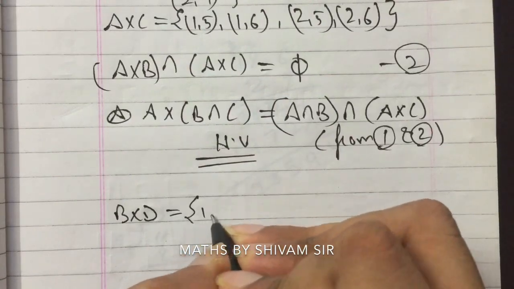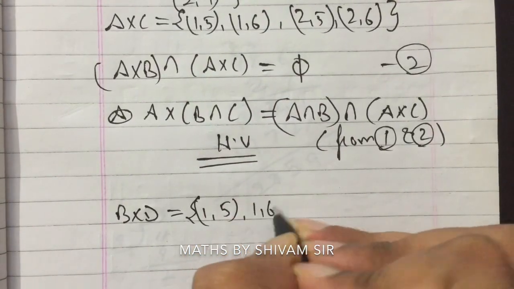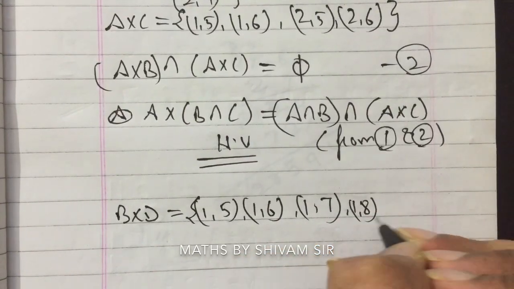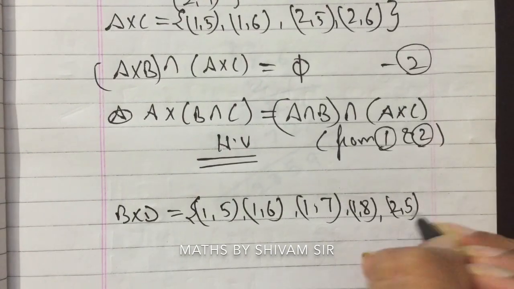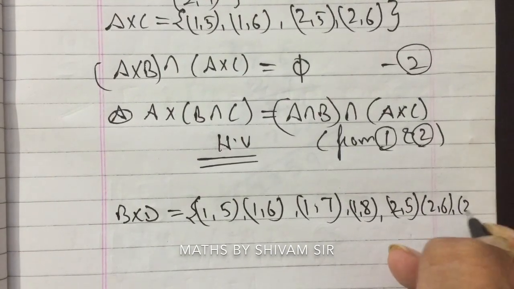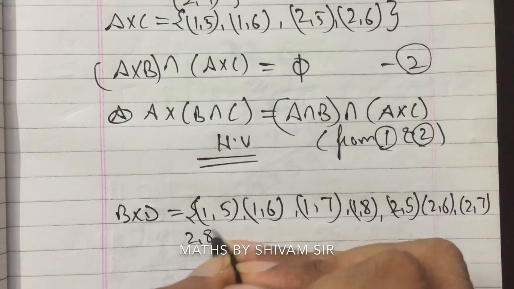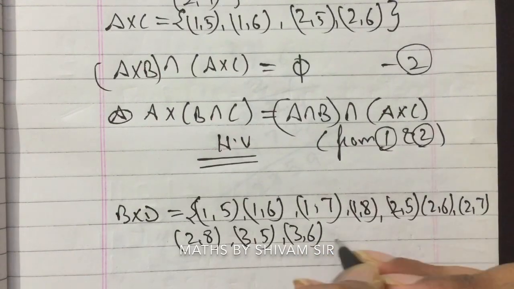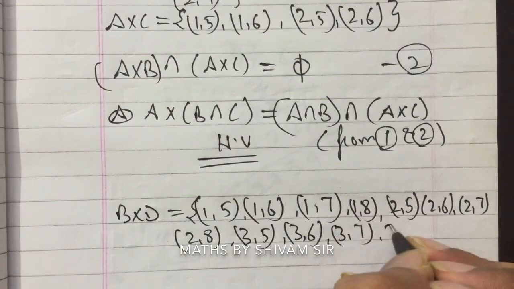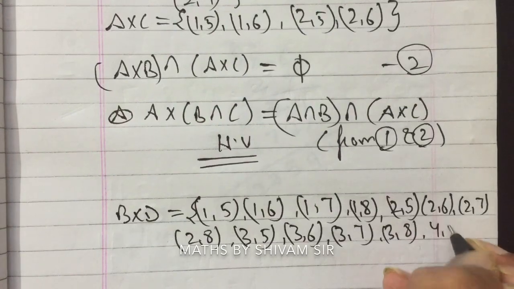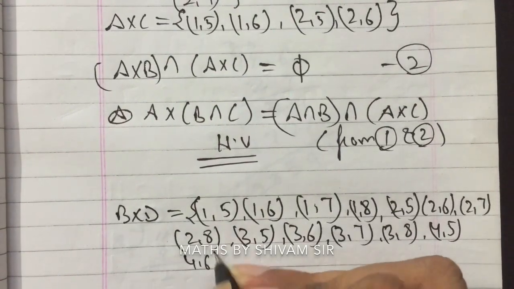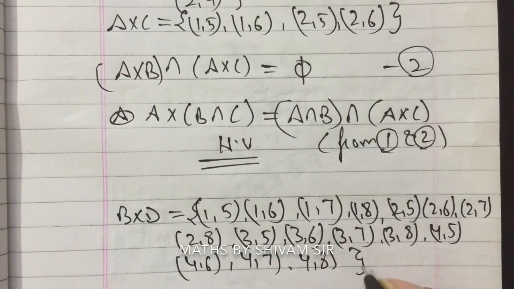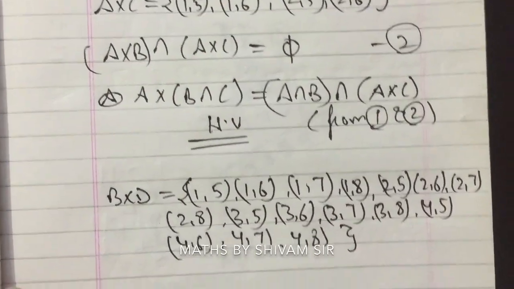So that means (1,5), (1,6), (1,7), (1,8), (2,5), (2,6), (2,7), (2,8), (3,5), (3,6), (3,7), (3,8), (4,5), (4,6), (4,7), (4,8). So these are the elements B cross D will have, right?